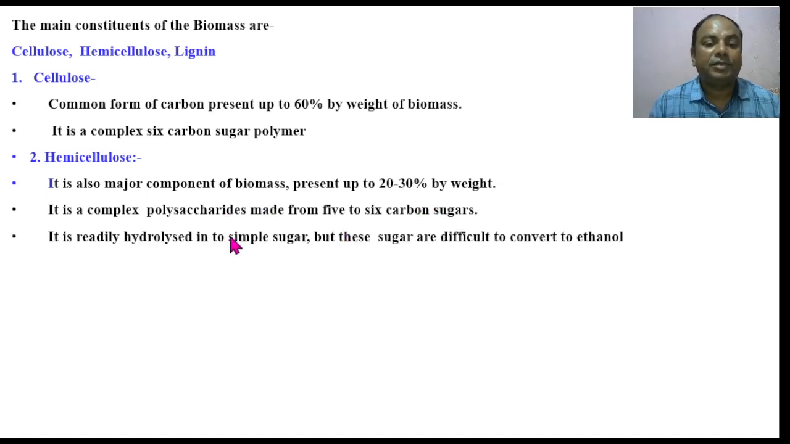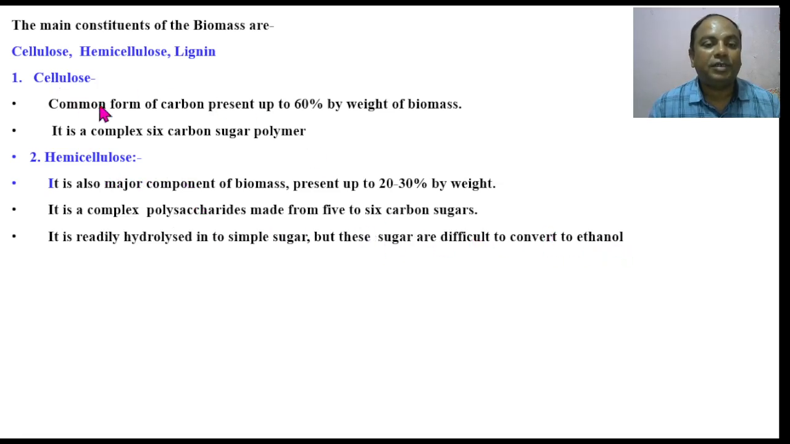When you hydrolyze this hemicellulose, it gets converted into simple sugar, and this sugar is rather difficult to convert to bioethanol. So we can say that hemicellulose retards conversion to bioethanol.